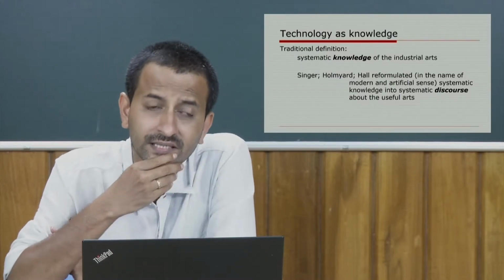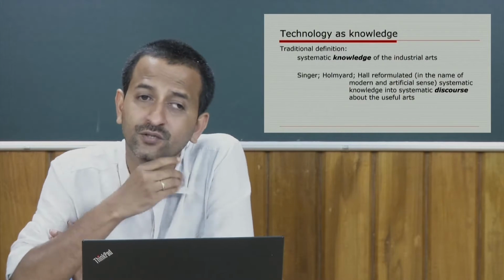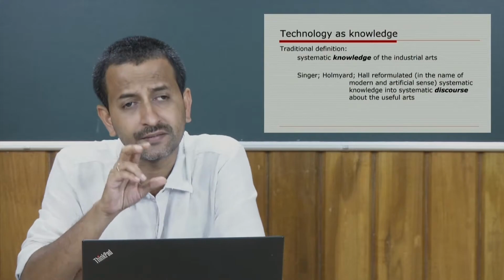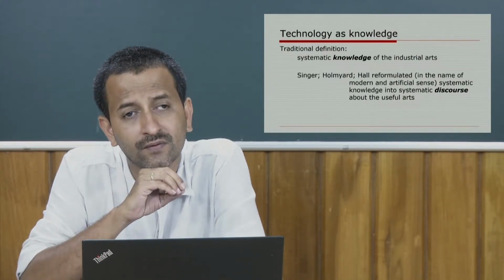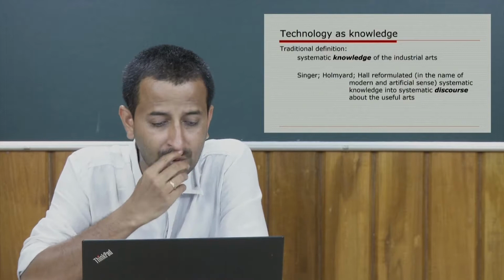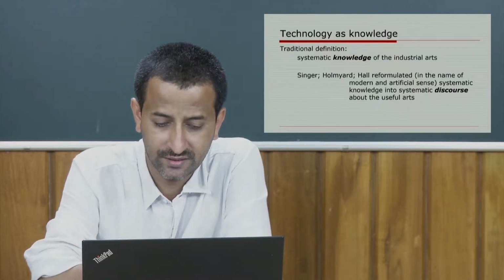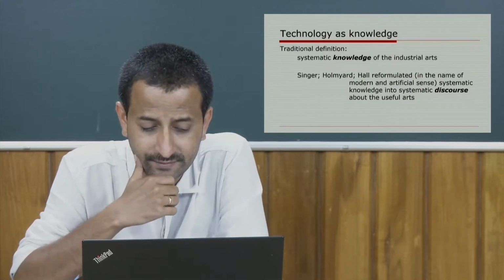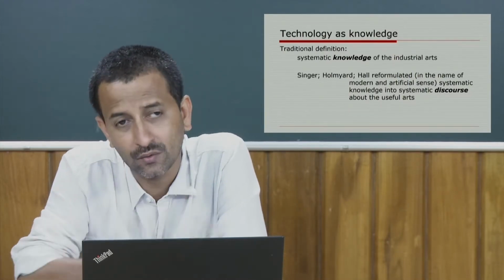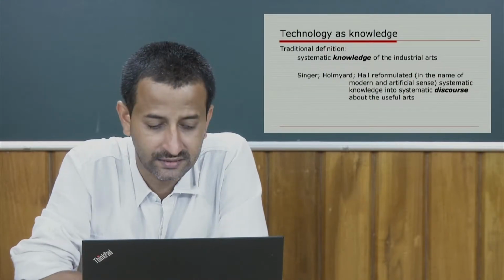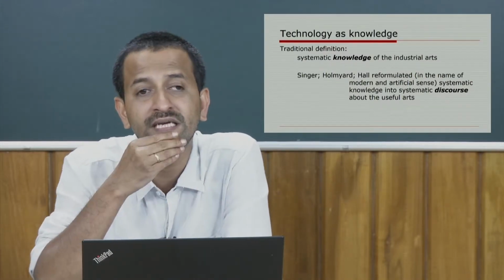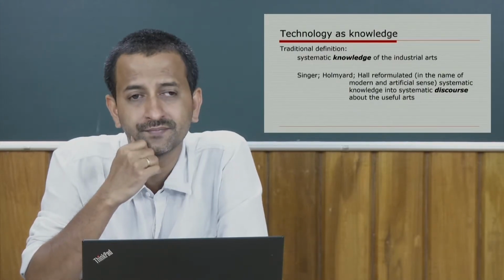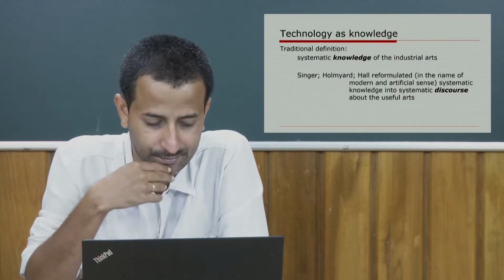Okay. Then what is the traditional definition by European historians of science and technology? They treat technology as technique and the technologist as technician. In such usage, the traditional definition of technology as systematic knowledge of the industrial arts becomes quite obsolete, quite meaningless too.